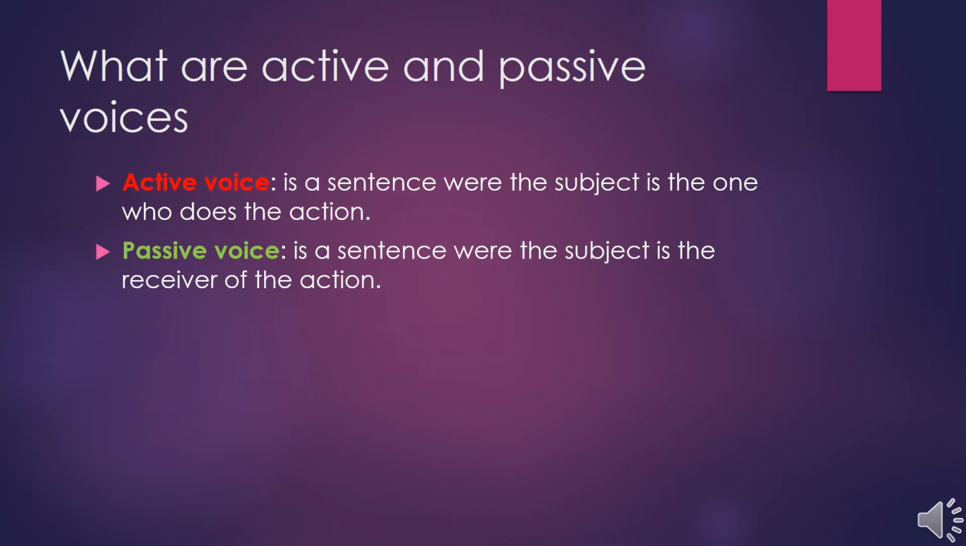Here are the active and passive voices. An active voice is a sentence where the subject is the one who does the action, or the doer of the action. But a passive voice is the opposite, where the subject is the one who receives the action, or the receiver of the action. We'll see an example of this.